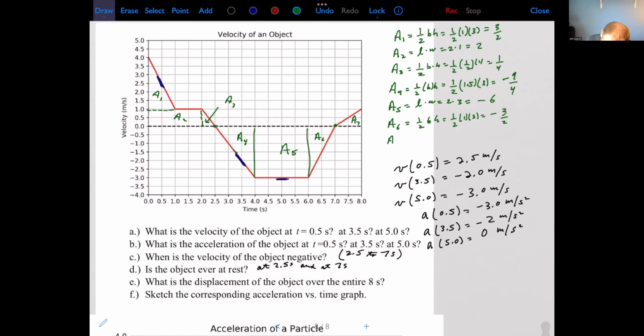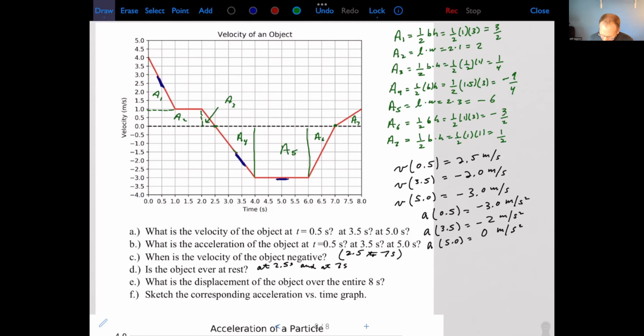And then finally, A7 will be positive again, right? Because it's above, the velocity is positive now. So 1/2 base is 1 times height is 1. So it's going to be 1/2 times 1 times 1, but positive. So that's going to be 1/2.